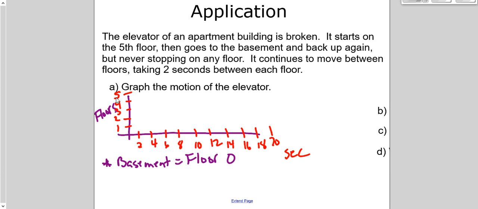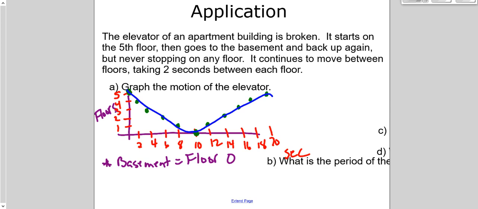So if I was going to graph this, it's starting on the 5th floor, and then 2 seconds later it's on the 4th, and then 2 seconds after that it's on the 3rd, and then 2 seconds after that it's on the 2nd, 2 seconds after that it's on the 1st, and then it's in the basement after 10 seconds, and then it's going to go back up. And it never stops, just keeps going and going. Nobody gets on or off or anything like that. Okay, so this is what we get if we graph it. Then we start going down from there.